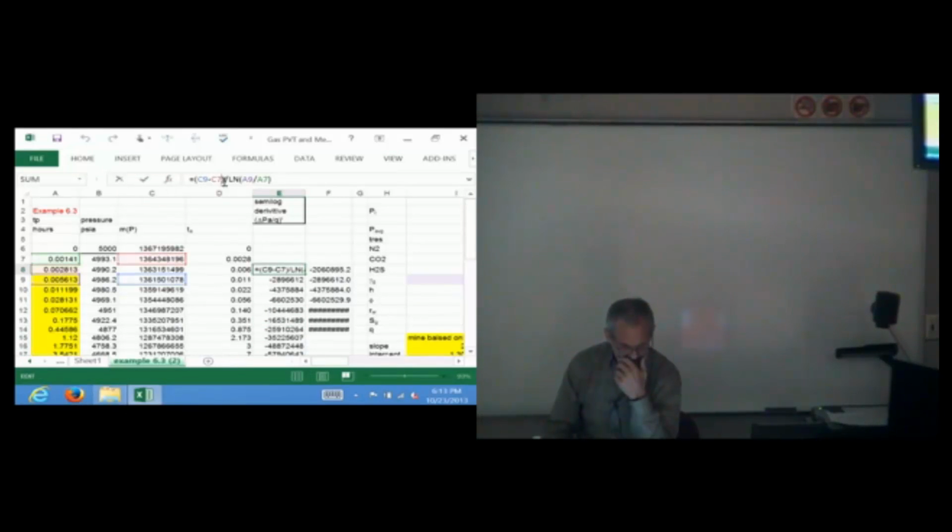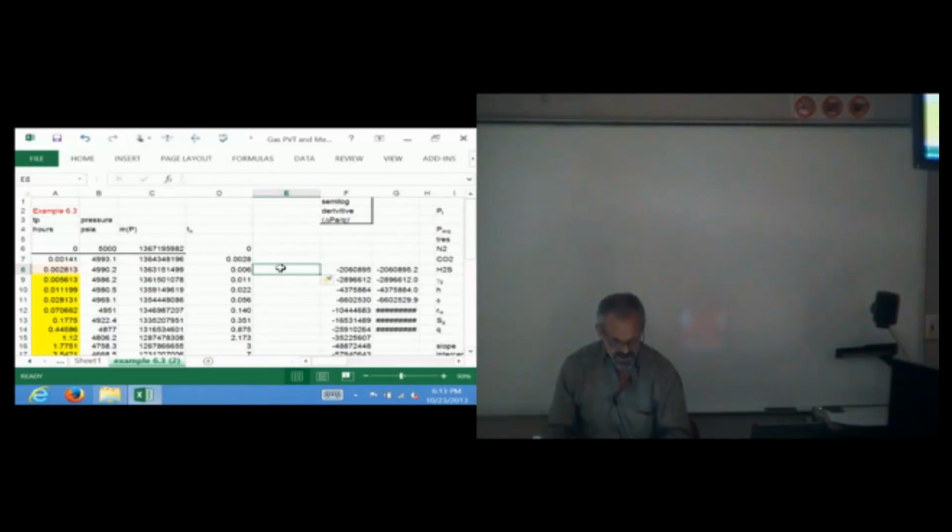Because it's using pseudo pressure instead of delta pseudo pressure. So I need a column for delta pseudopressure. Delta pseudopressure for a drawdown is the initial pressure, F4, minus my pseudopressure at my time of interest. It's my delta pseudopressure.